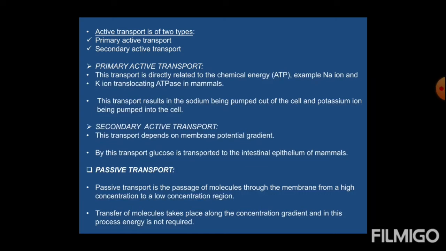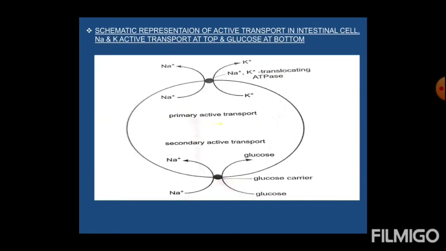Now children, in this type of transport, the transport of glucose is done in the intestinal epithelium of mammals, whether kidney or, I can say, intestine. Here, to transport glucose, a carrier is required. It means glucose is carried through the cell either by an electrochemical gradient or catalyzed by a glucose carrier. Now I will explain this with the help of the diagram.